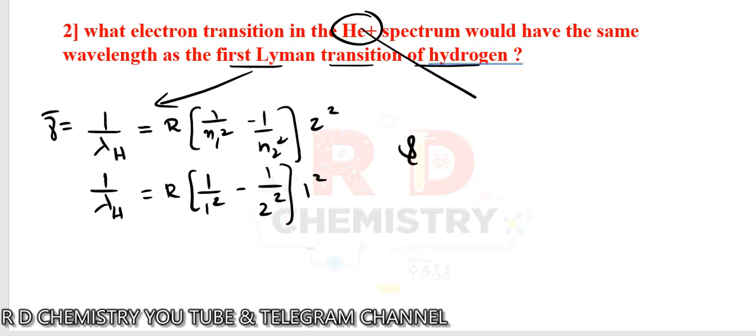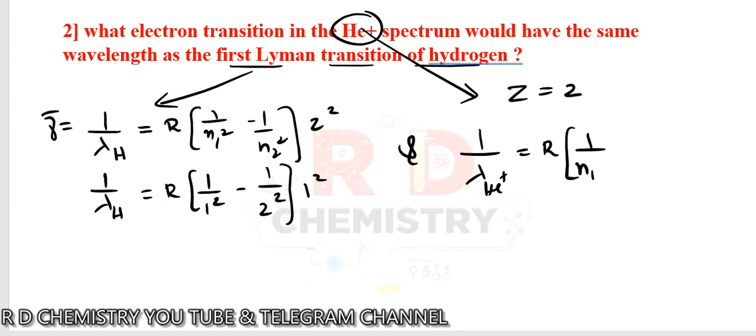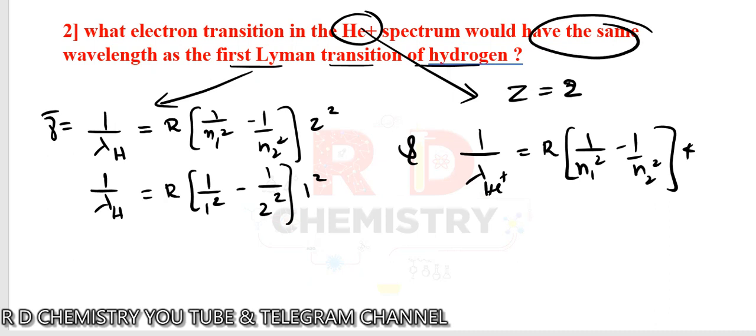Now we'll take the helium plus 1. For helium, atomic number Z is 2, so 1 by lambda of helium plus is equal to R, a common term, into, we do not know the transitions in the helium, let it be 1 by n1 square minus 1 by n2 square into this Z square, which is equal to 4 now. The question is, would have the same wavelength. So we'll equate these two terms now. Either lambdas are equal or 1 by lambdas are equal to each other, right? So I'll directly make them equal to each other. R is a common term, it gets cancelled, right?